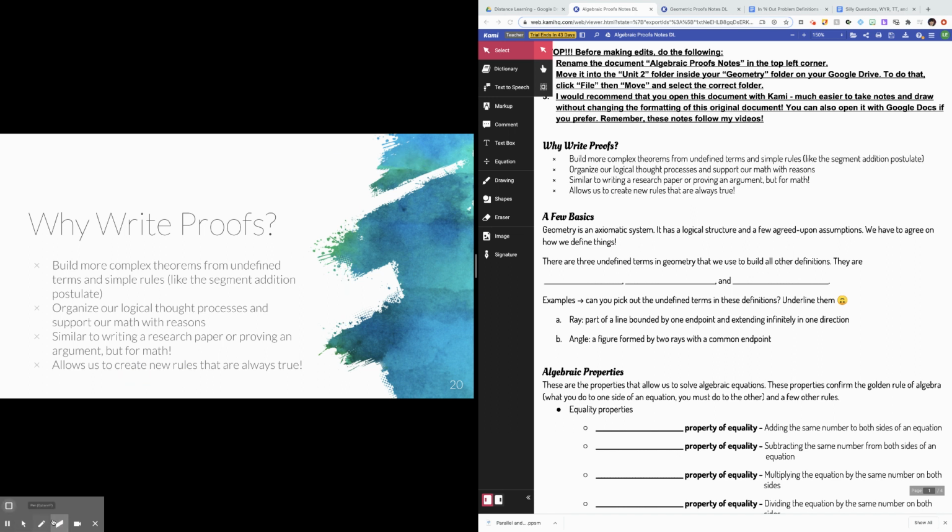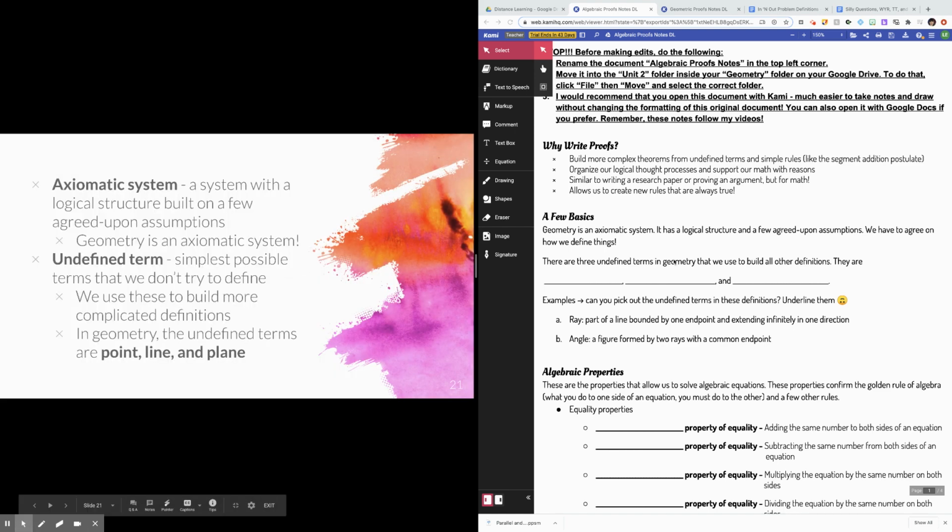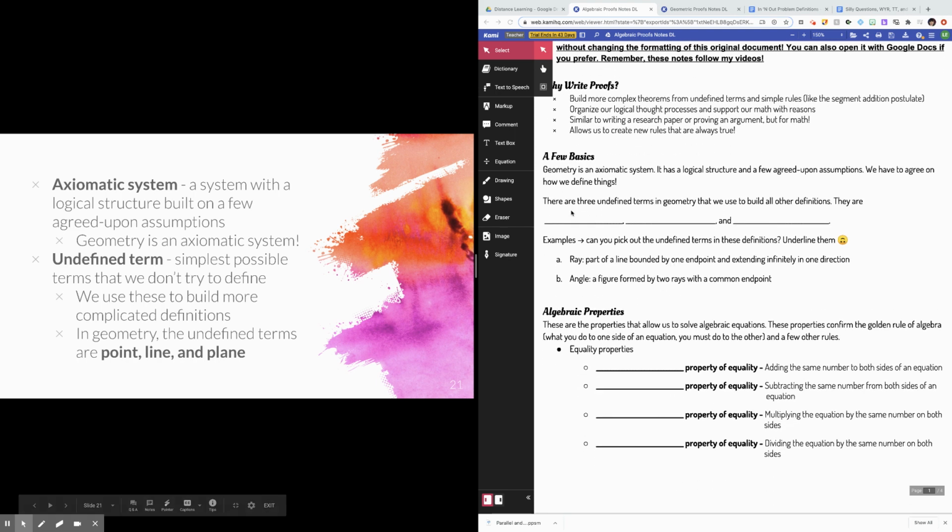All right, so let's talk about some basic ideas here. Geometry is something called an axiomatic system. Ooh, very fanciful. You won't ever be asked to memorize that term. I just wanted to tell it to you so that you knew what it was. What that means is it's a system with a logical structure built upon a few agreed upon assumptions. Those are the fundamental rules that I talked about a couple of minutes ago. So we use three different what we call undefined terms.